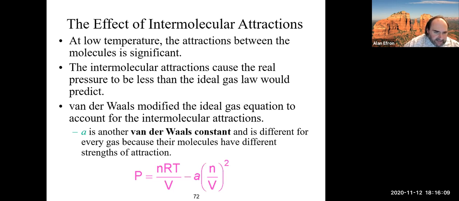And again, this is our ideal gas law here, solving for P. And we're going to subtract off this correction value. And a is our van der Waals constant, again, specific for a specific gas. And again, it creates an adjustment that we make to the ideal gas law.